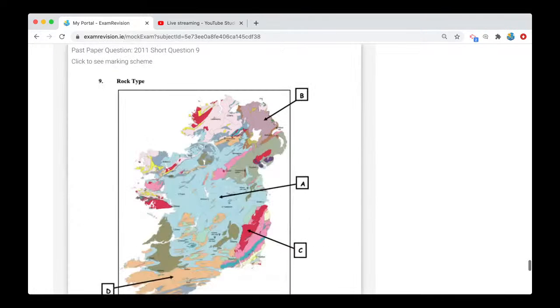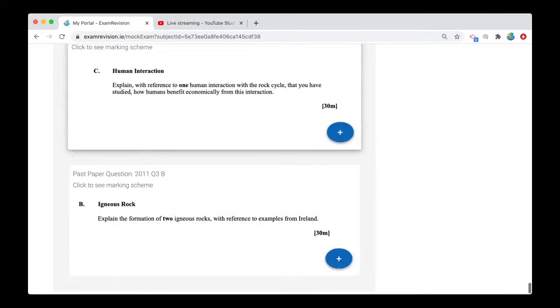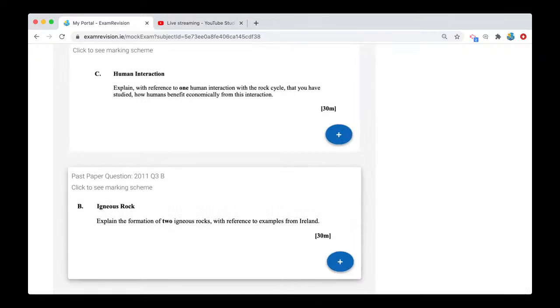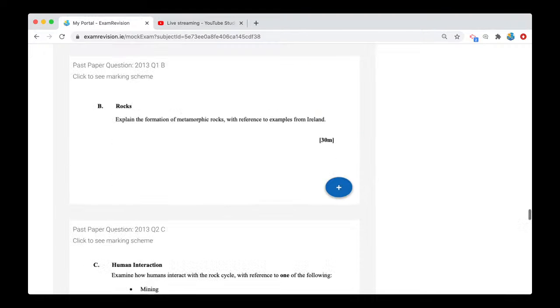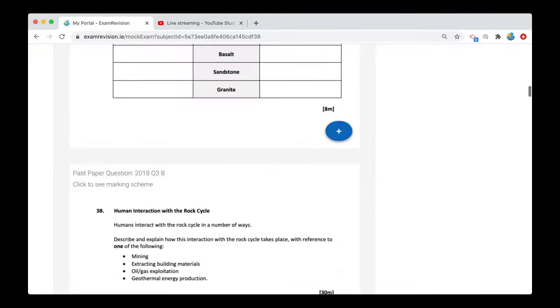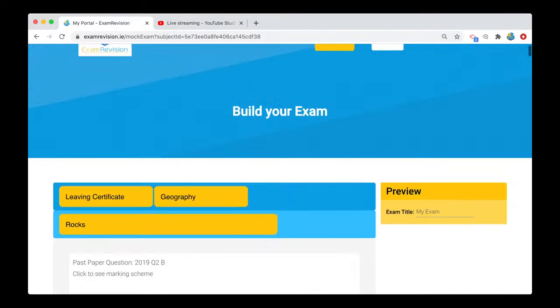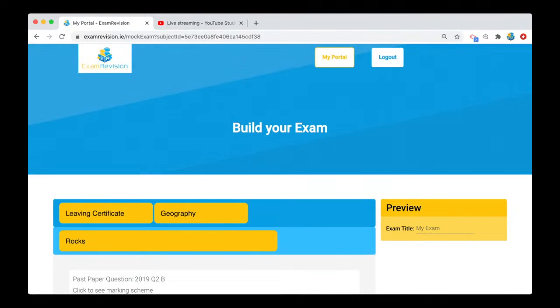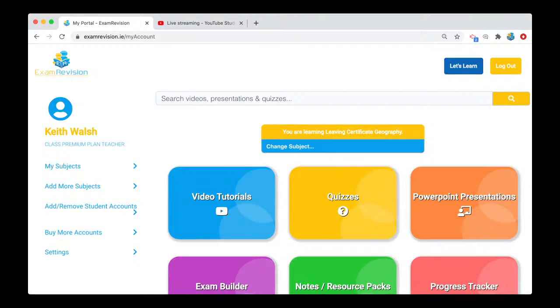There was a question on formation. Again, formation of igneous rocks with reference to examples. So it's a really popular question, comes up almost every year. And that was a quick revision, obviously showing you exactly the 3 different types of formation.